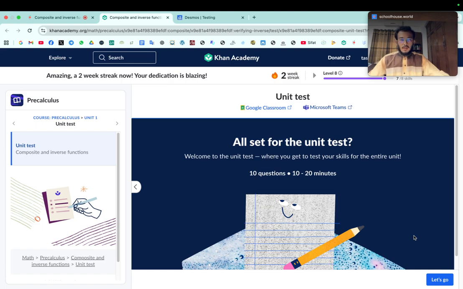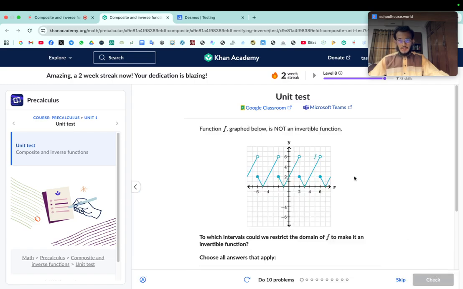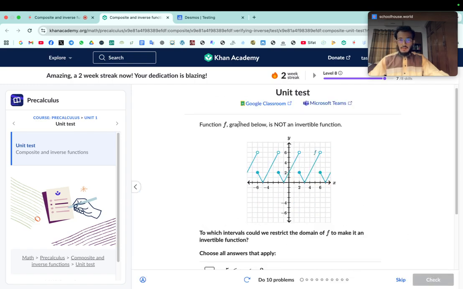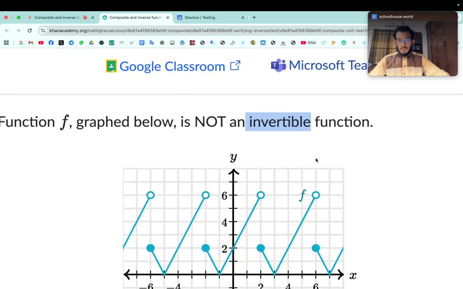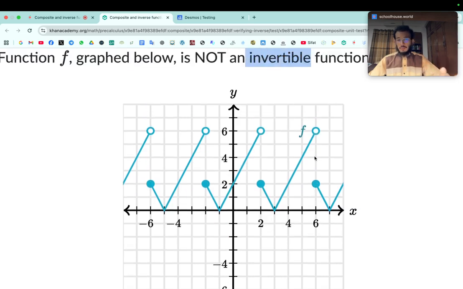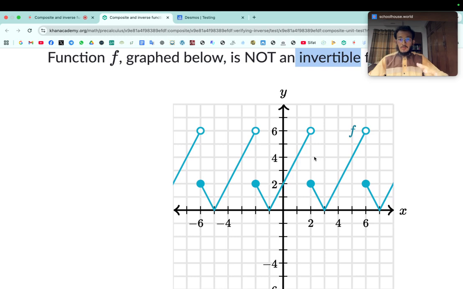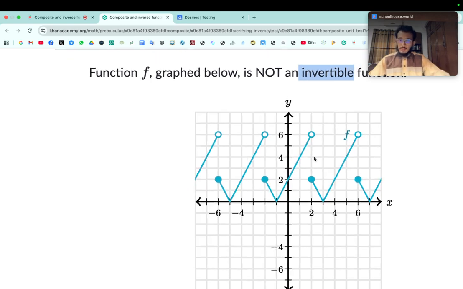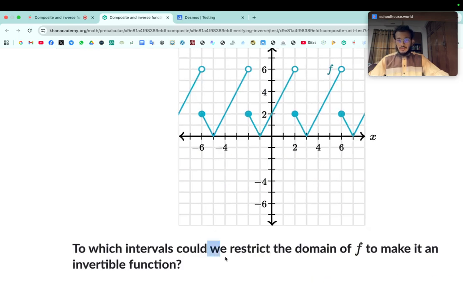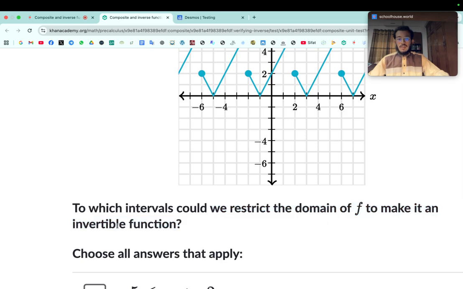All right, let's get started with our unit test for composite and inverse functions under the pre-calculus course. For the first question, we have function f graphed below is not an invertible function, which means it doesn't follow a one-to-one relationship, which means that we don't have unique outputs for each unique input. To which intervals could we restrict the domain of f to make it an invertible function?